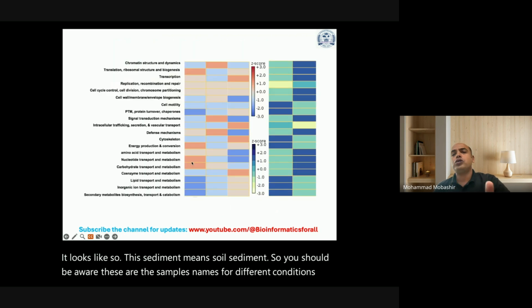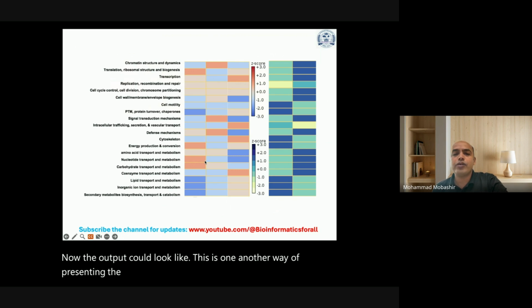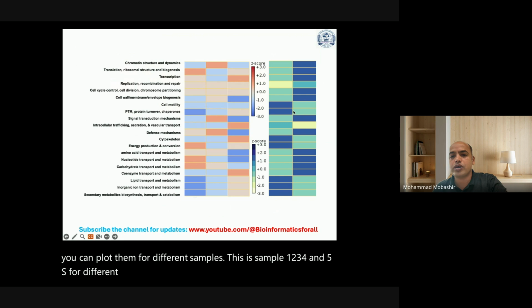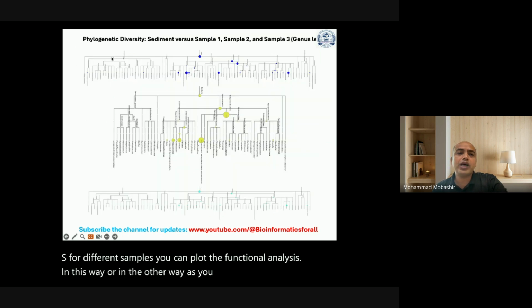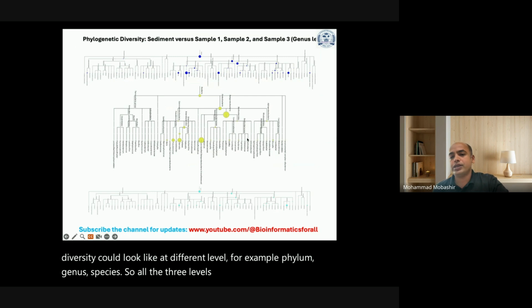Now, the output could look like this. This is another way of presenting the functional analysis of metagenomics data, and then you can plot them for different samples. This is sample 1, 2, 3, 4, and 5. So for different samples, you can plot the functional analysis in this way or in another way as you want. Then phylogenetic diversity could look like this at different levels, for example, phylum, genus, species. So all three levels of analysis are present here.